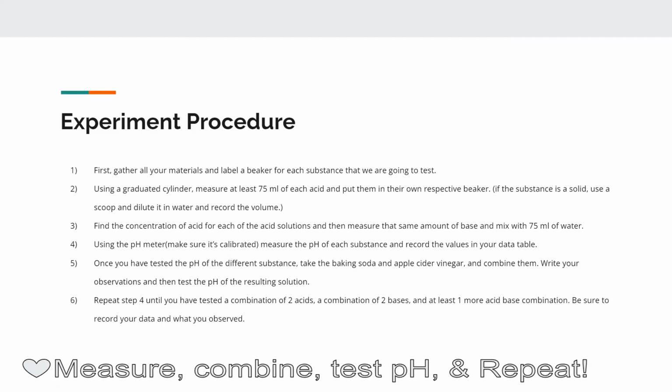Next, we're going to use the pH meter, but we need to make sure that it's calibrated first. And we will measure the pH of each substance and record the values in our data table. Once you've tested the pH of the different substances, take the baking soda and apple cider vinegar and combine them. Now write down your observations and then test the pH of the resulting solution. Lastly, we're going to repeat step 4 until you have tested a combination of 2 acids, a combination of 2 bases, and at least 1 or more acid-base combinations. Be sure to record your data and what you've observed.